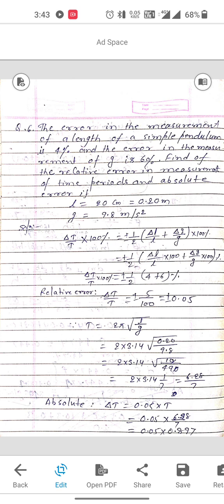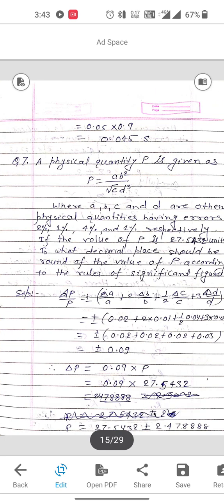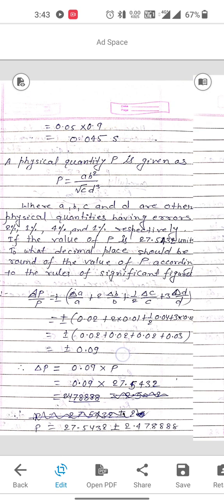4 plus 6 is 10, half of that is 5%. Relative error will be 0.05. T equals 2π root of L by g, that is 6.28 by 7. ΔT equals 0.05 into T. That will come as 0.05 into 6.28 by 7 into 8.97. From multiplying it will come like 0.0457. That is the answer.